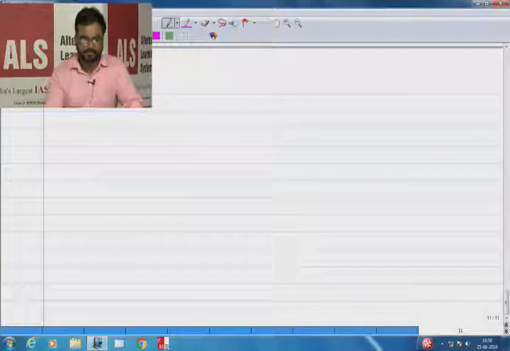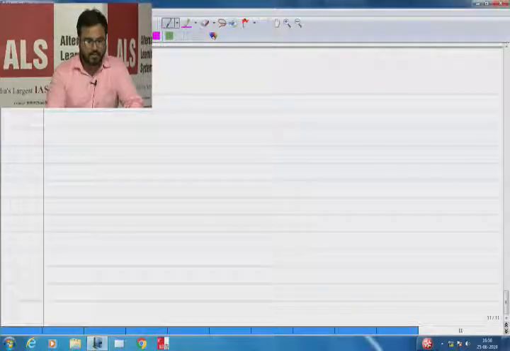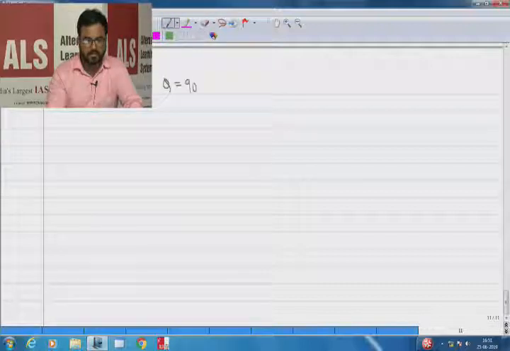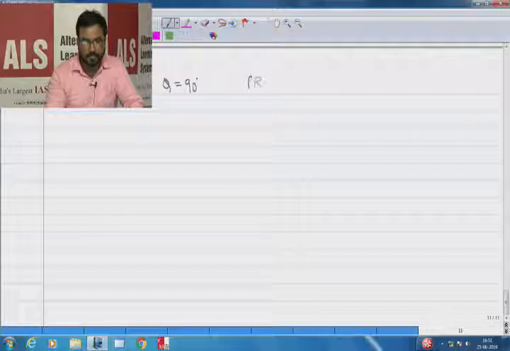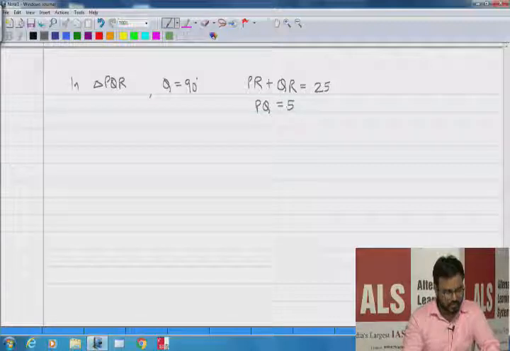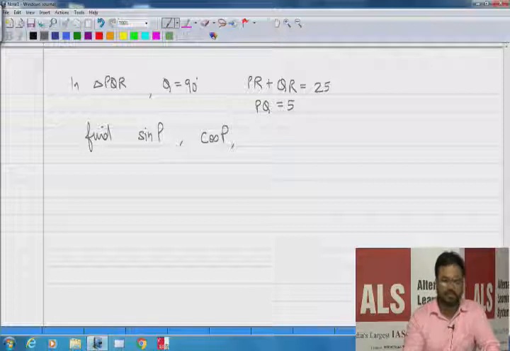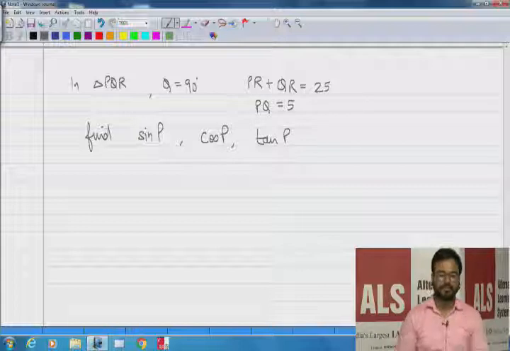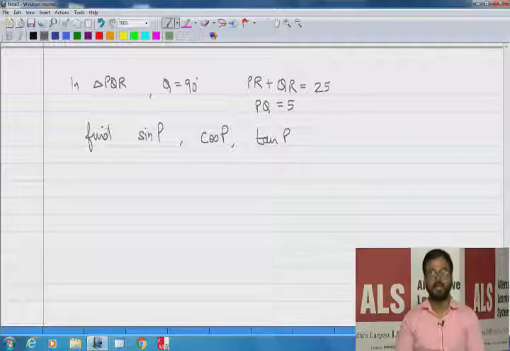Now, try this. In triangle PQR, angle Q is 90 degree, PR plus QR is equal to 25, PQ is equal to 5. Find sine of P, cos of P, and tan of P. Triangle PQR, angle Q is 90 degree, and these two things are given.